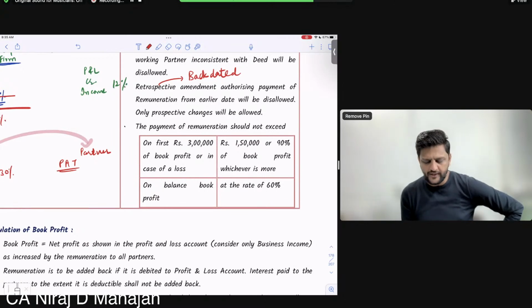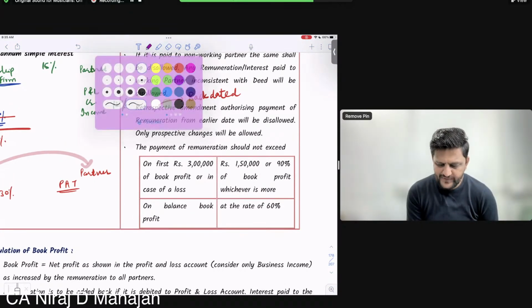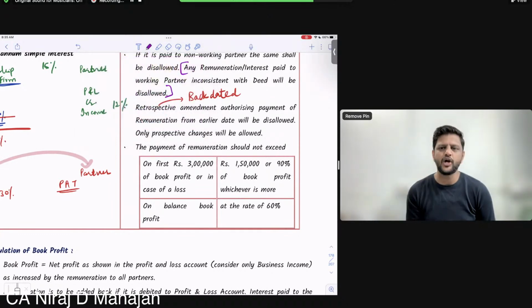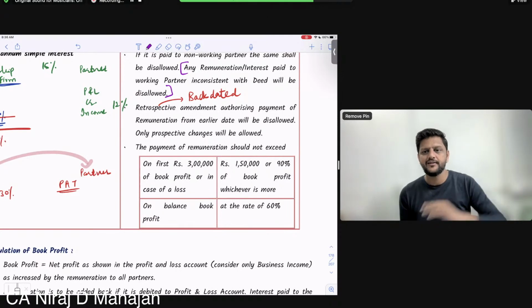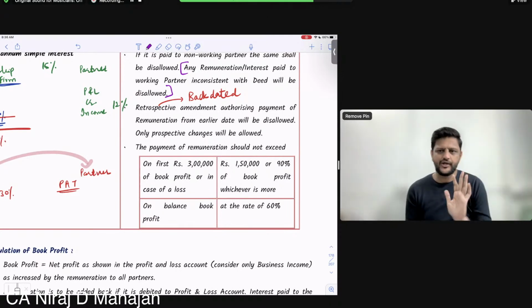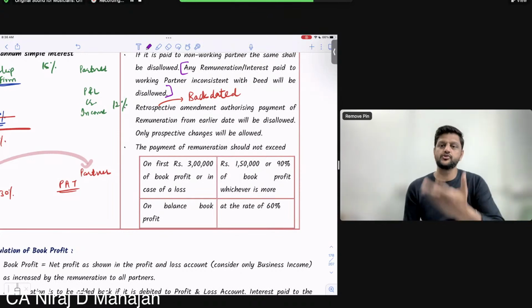Retrospective amendment. Now look at the loopholes over here. What did we see? Some expenditure not matching with the deed is not allowed. Then the partners are changing the deed itself, and that also backdated. Are you getting my point? No, from the earlier times, from the last year itself, this was allowed.